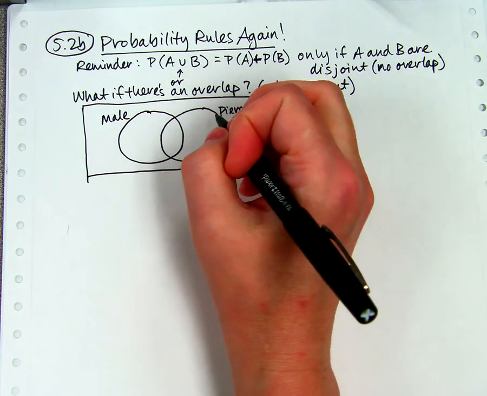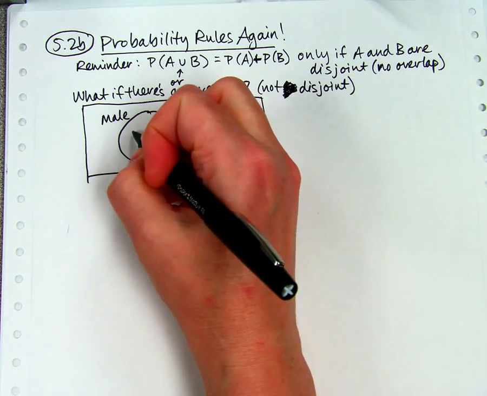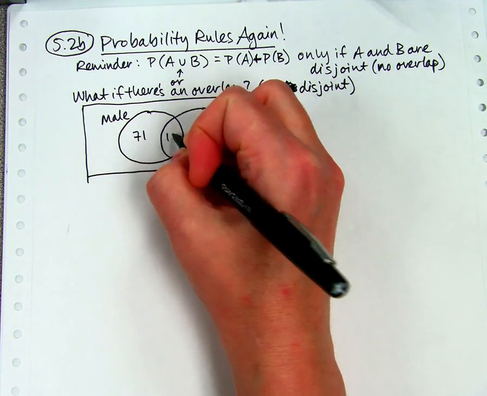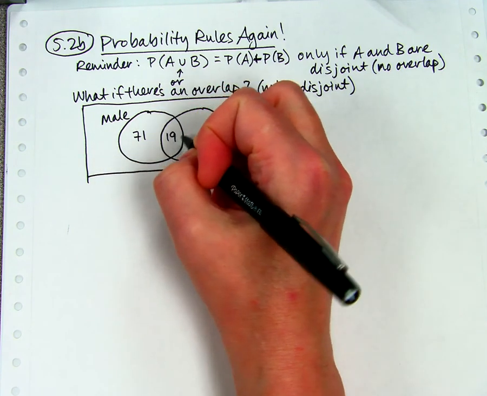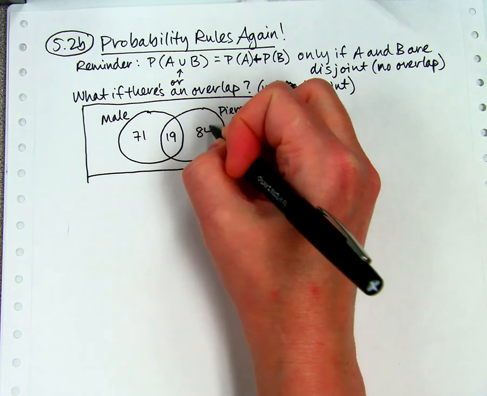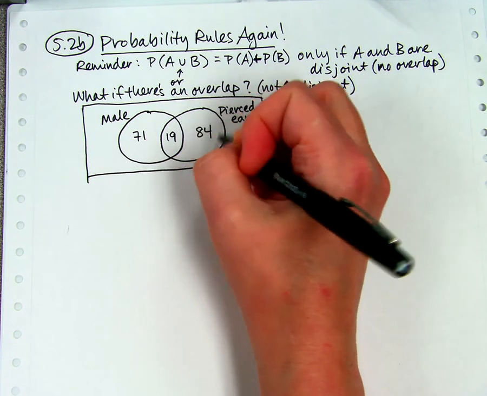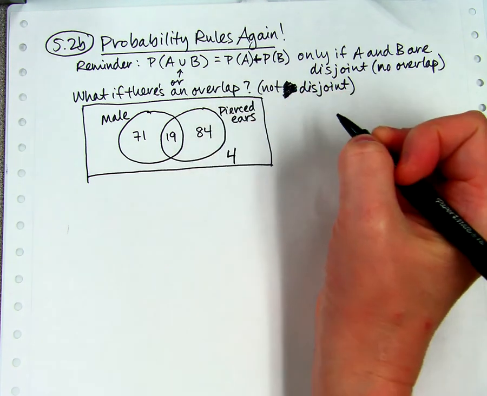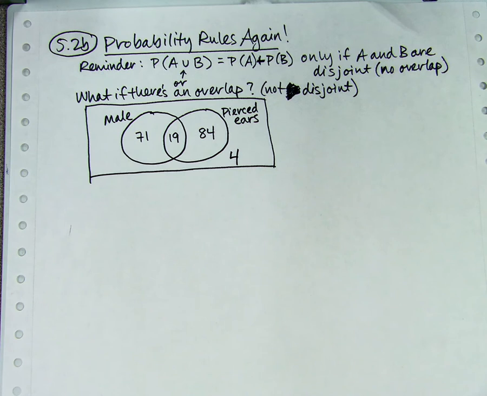And as you might guess, there are lots of people in this survey, so I'm just going to give you the numbers in the Venn diagram. There were 19 guys with pierced ears. There were 71 guys without pierced ears. There were 84 women with pierced ears, and 4 women without pierced ears down there in the neither category. So that's the numbers we have to work with.